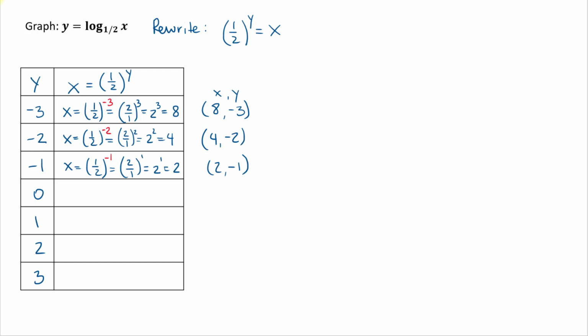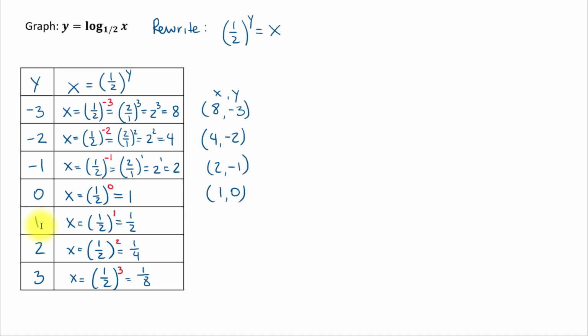When y equals 0, x equals (1/2) to the power 0, and that's always 1. So the corresponding point is (1, 0). When y equals 1, 2, and 3, the corresponding x values are 1/2, 1/4, and 1/8. Well, let's plot all these points.